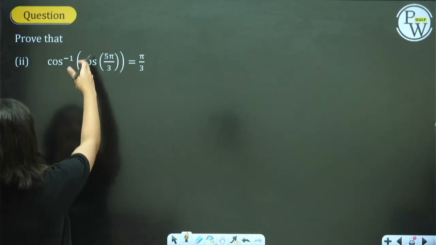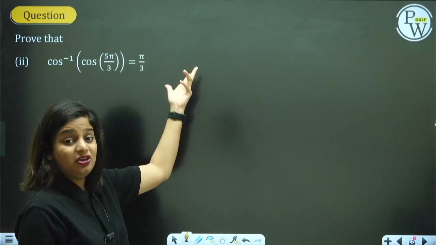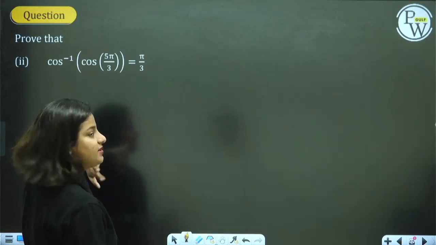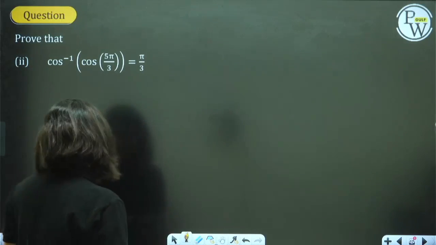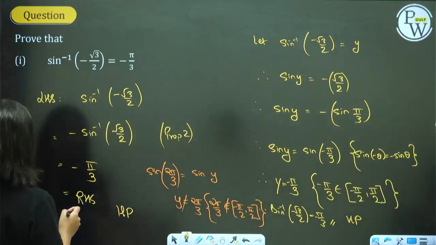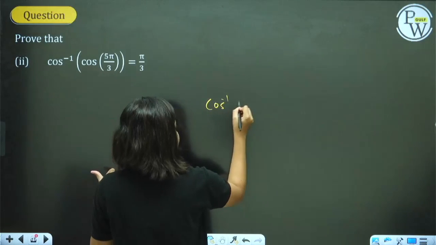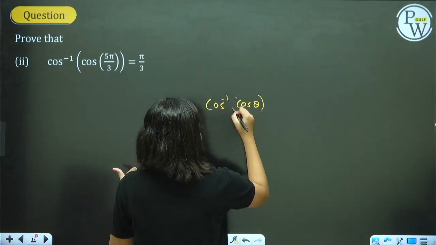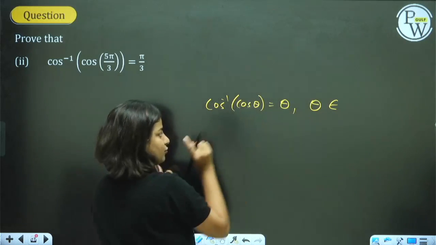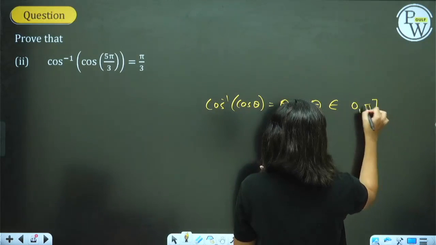Next question, can I just cancel cos inverse and cos and say the answer is 5 by 3? No, it's not matching with the RHS. Why can't I cancel cos inverse and cos? Because in order to use this property, cos inverse of cos theta is equal to theta, you have to ensure that theta belongs to the PVB of cos inverse, which is 0 to pi.